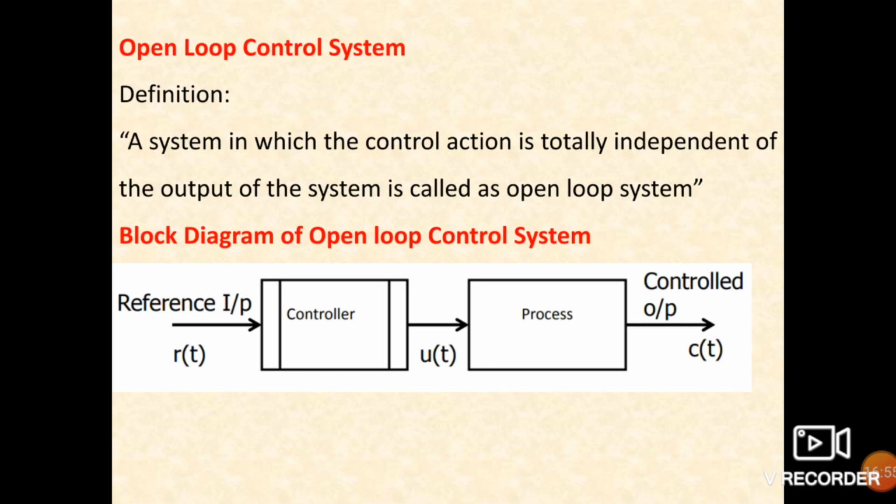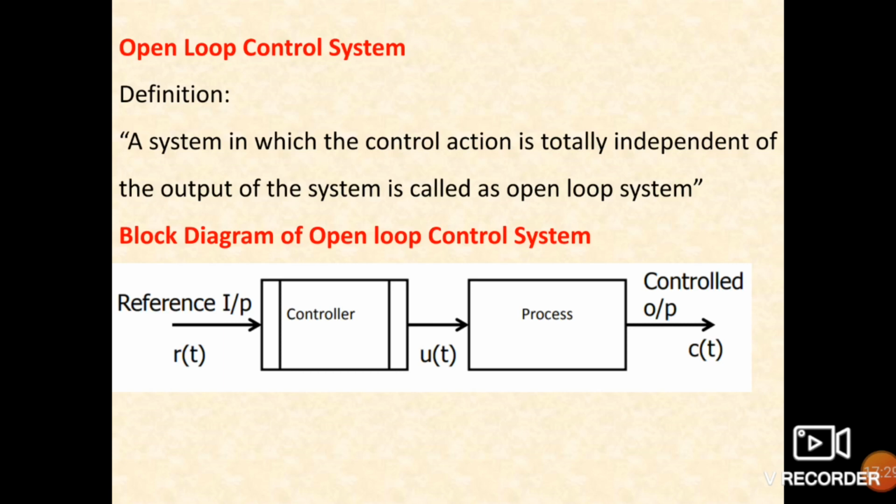When may the variation in the output occur? Due to improper usage of the system or any noise arising in the system, there may be a variation in the output. But if that variation in the output is not automatically corrected, we can say it is an open loop control system. So an open loop control system is a system in which the variation in the output is not automatically corrected.